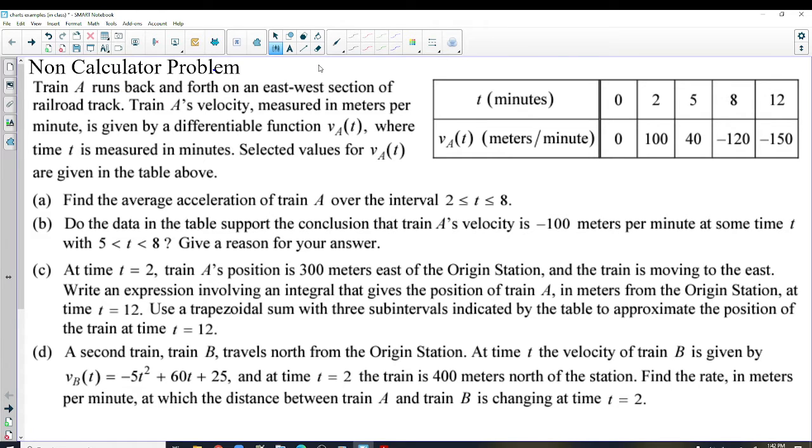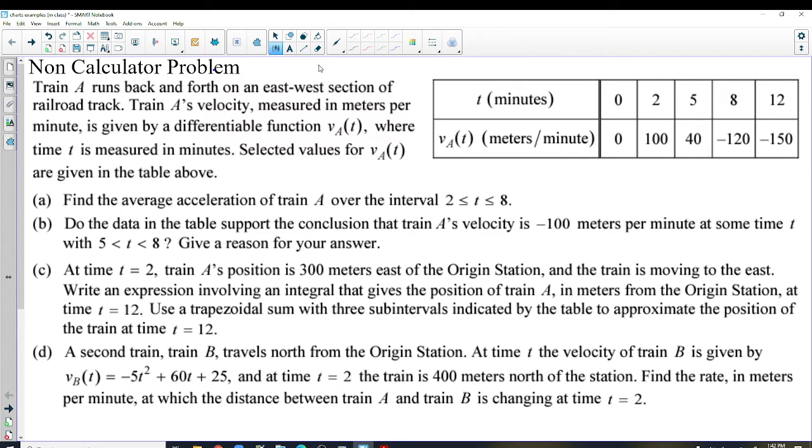Train A runs back and forth on an east-west section of railroad track. This is charts, by the way. Train A's velocity, measured in meters per minute, is given by a differentiable function, v sub A of t, where time t is measured in minutes. Selected values for v of A of t are given in the table above. So we have velocity at a certain time in the chart.